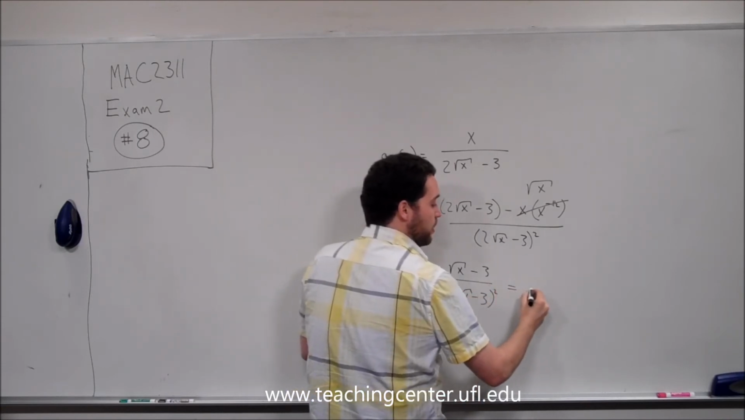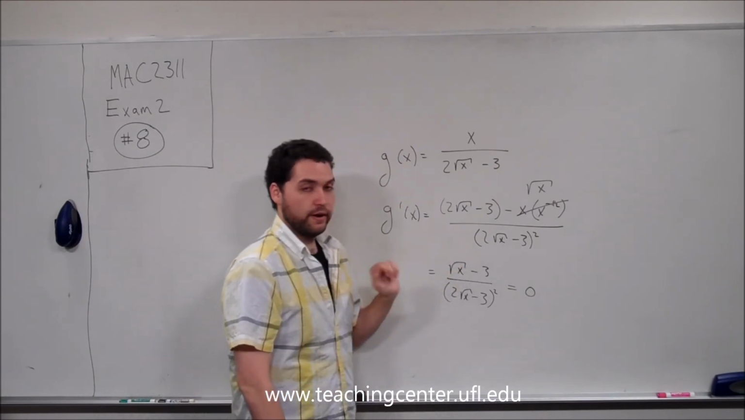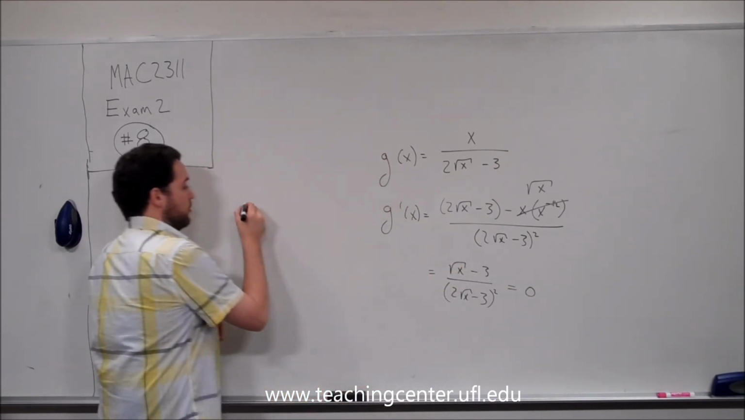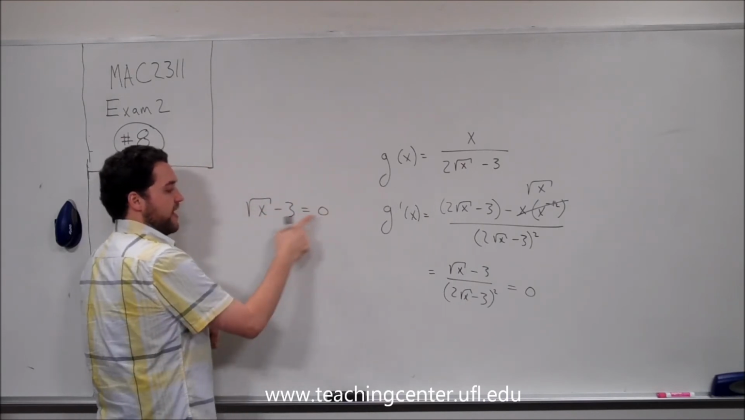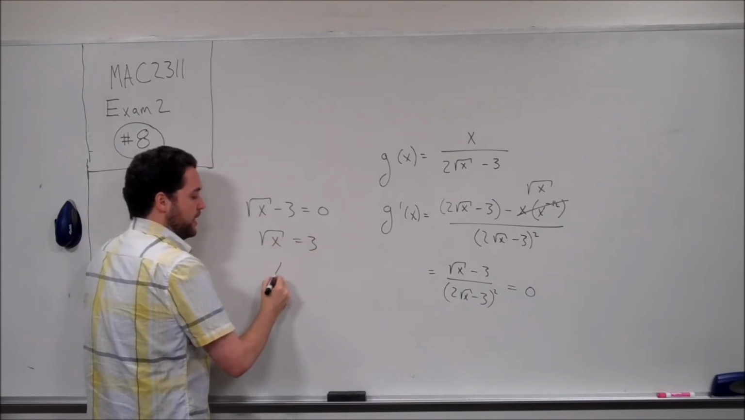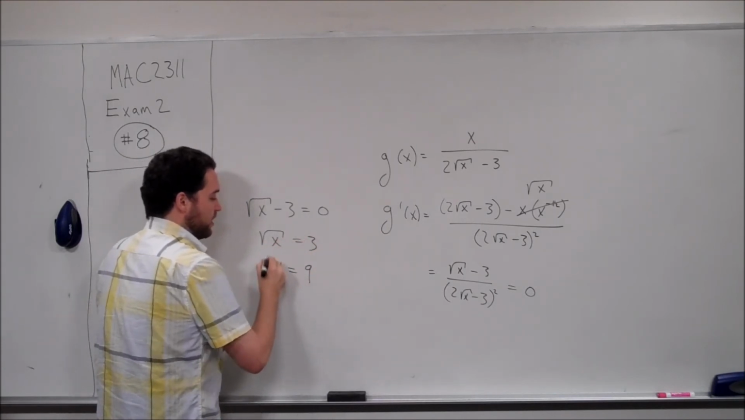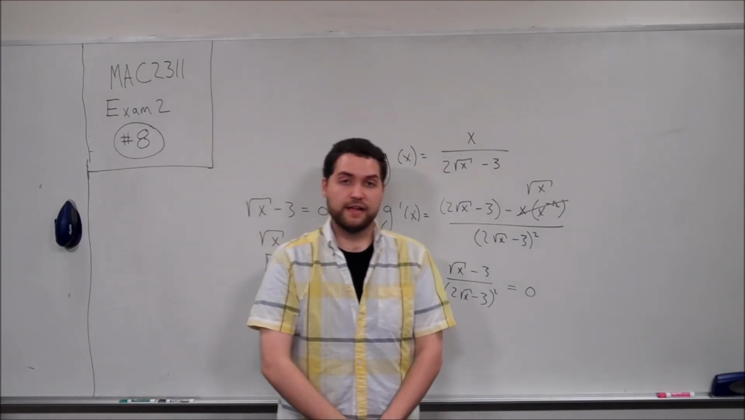Now if we want to set this equal to 0 to solve for the horizontal tangent lines, we basically just set the numerator equal to 0. So it's square root of x minus 3 equals 0. We add the 3 over, so square root of x equals 3, and then square both sides. And you get x equals 9. So x equals 9 would be the only location for a horizontal tangent line. And that's your final solution.